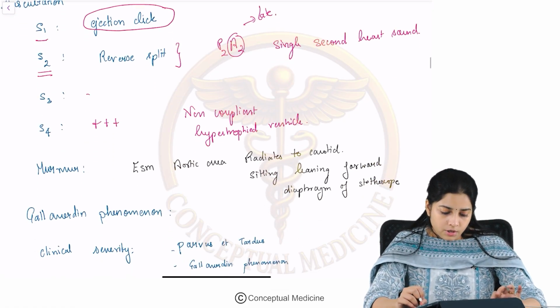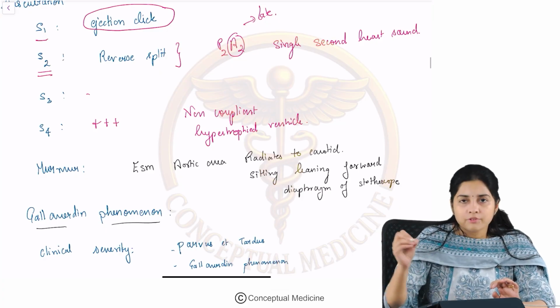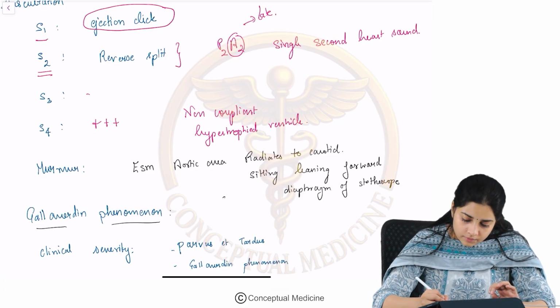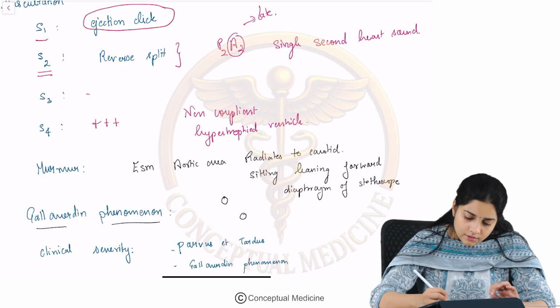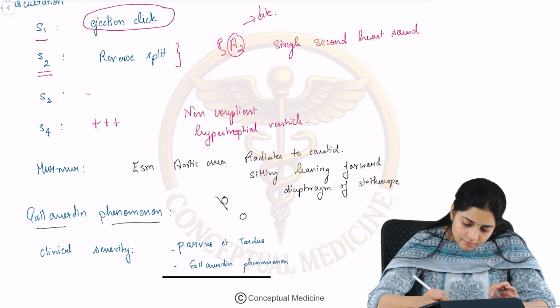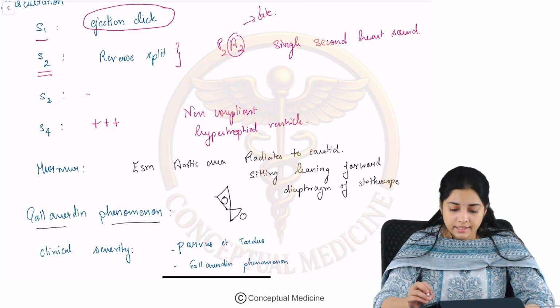Okay, now what is this Gallavardin phenomenon? So this is your aortic area, this is your mitral area, right? So sometimes there can be an hourglass type of radiation which occurs.